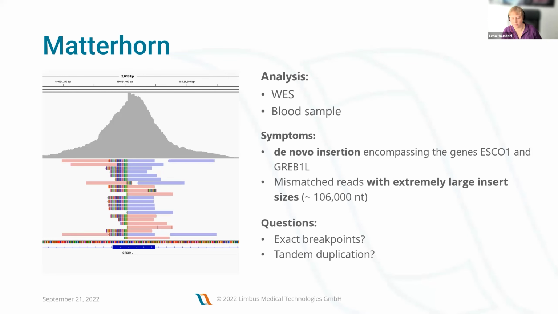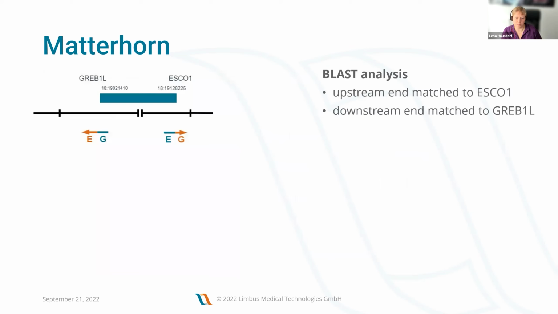And the question of the customer was, is this the real breakpoint? And might it be a tandem duplication? Normally these are questions you couldn't answer with short read sequencing. So what we did is we blasted the reads and took a look and saw that every read, in the area I showed before, was the same. That was basically this end, but we had another similar looking area at the other end, at the other gene, and we blasted reads from both sides.